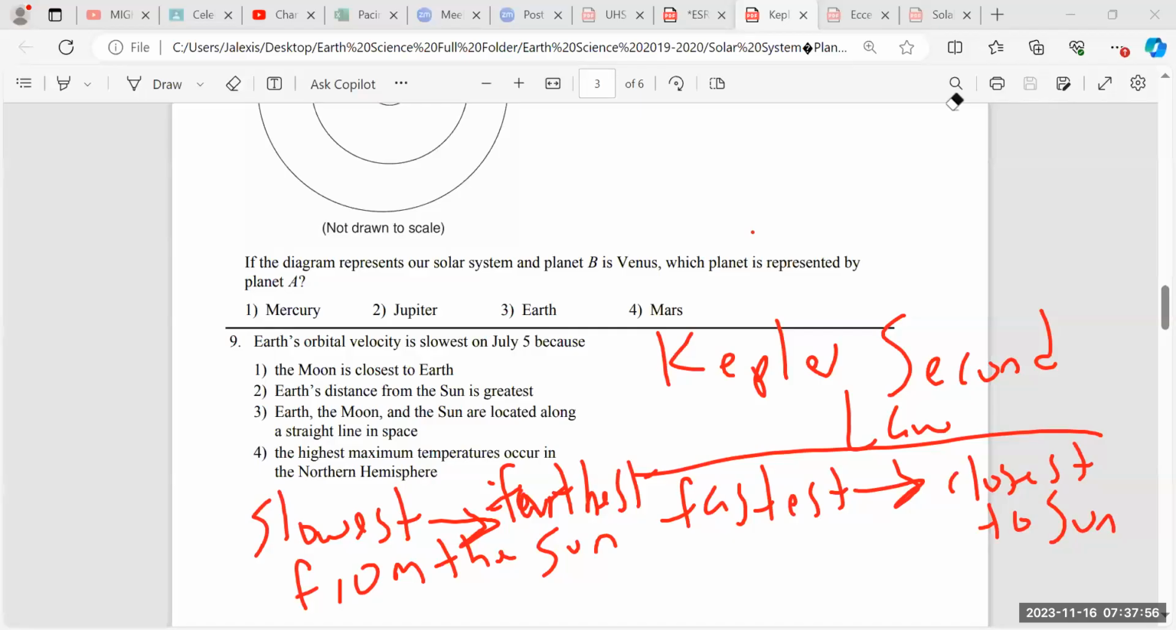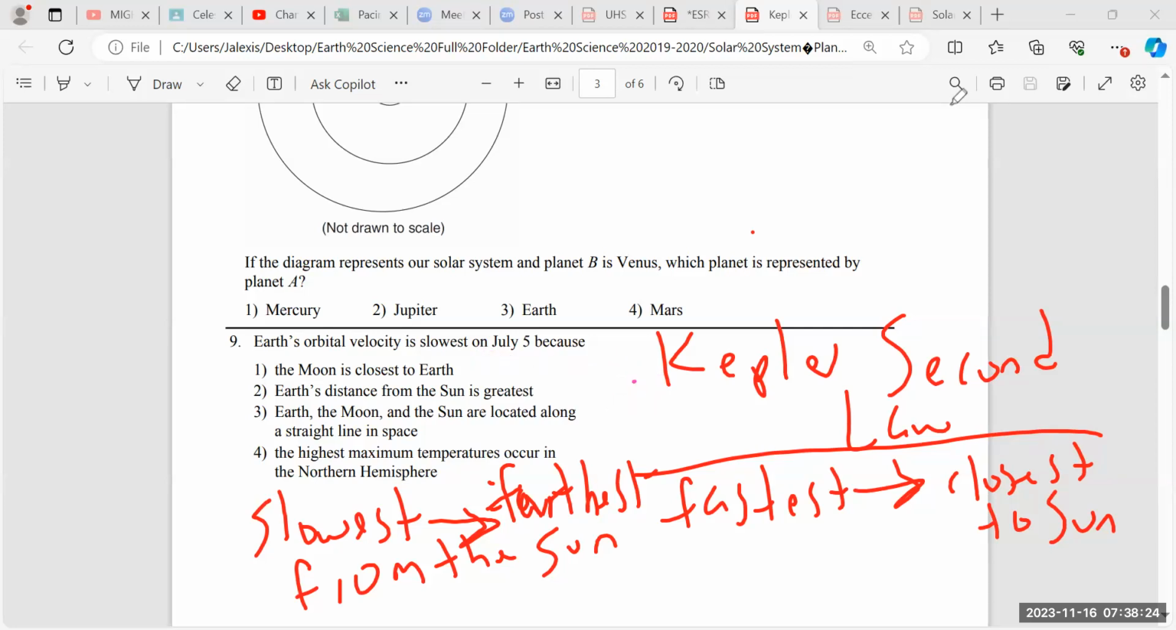All right, so for number 9. Number 9 says that Earth's orbital velocity is slowest on July 5th. So let's take a look. So what do we know? When the Earth's orbital velocity, it's talking about the speed, is the slowest, that lets me go to Kepler's second law.